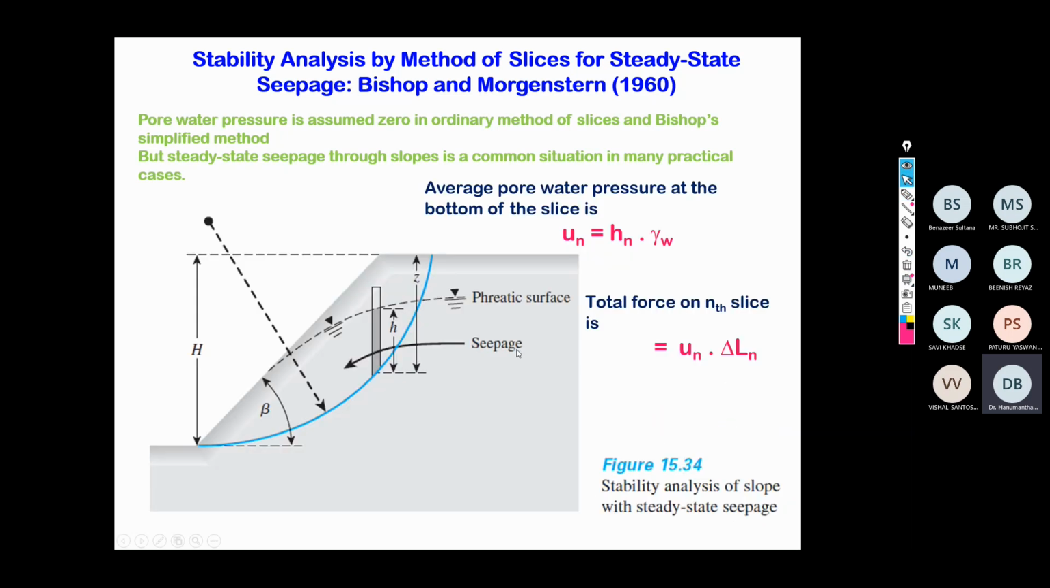So these are the equations, steady state seepage. This part we also discussed yesterday. If you put the manometer at any depth, the rise of water level in this manometer is equivalent up to the phreatic surface. So if you take the average pore water pressure, U is equal to gamma W into H, or Hn. And if you want the total force, multiply this with the width of the element, that is delta N.